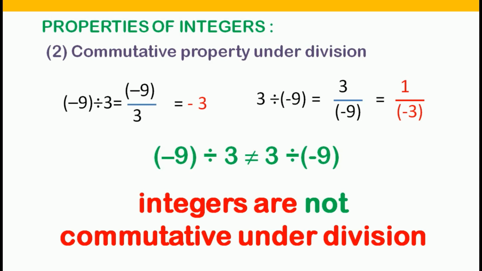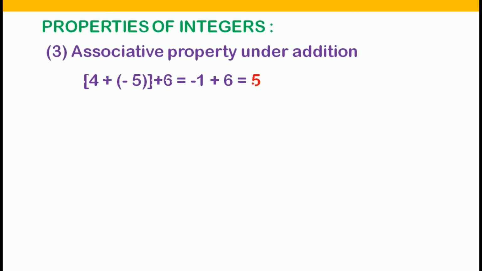So, only integers are commutative under addition and multiplication, but not commutative under subtraction and division. Now, the third property, that is associative property. Associative property under addition. So here take three integers. For example, 4, minus 5, 6 are three integers.